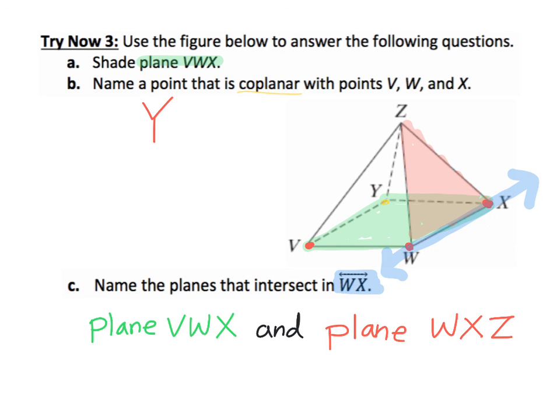Finally, let's name the planes that intersect in line WX. I highlighted line WX here in blue. So this edge corresponds with the bottom plane that we already colored in part A, so plane VWX, and it corresponds with this triangular plane here. And I just chose W, X, and Z as the order, but you could have those 3 letters in any order.